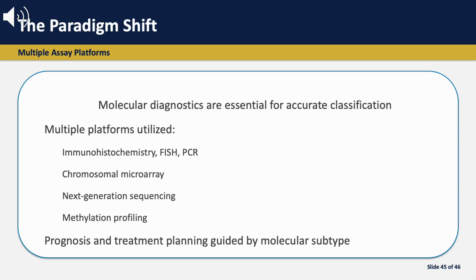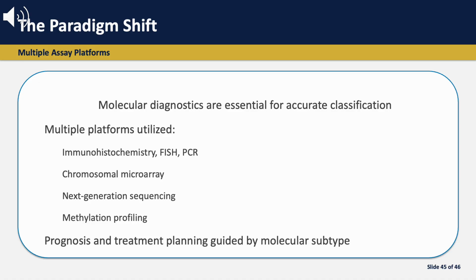The 2021 WHO classification represents a comprehensive paradigm shift in how we diagnose and classify brain tumors. Molecular diagnostics are now essential for accurate classification of most tumor types. Multiple assay platforms are available for different diagnostic contexts, including immunohistochemistry, FISH, PCR, chromosomal microarray, next-generation sequencing, and methylation profiling.